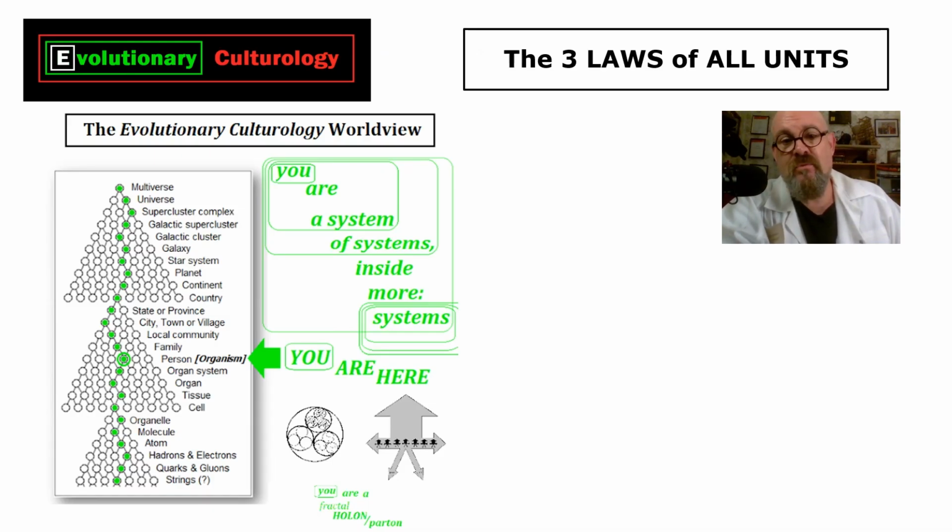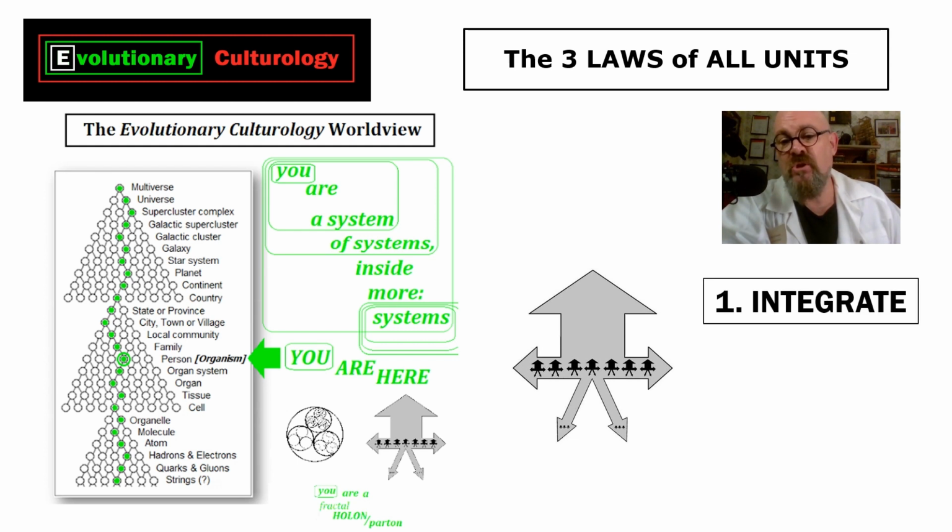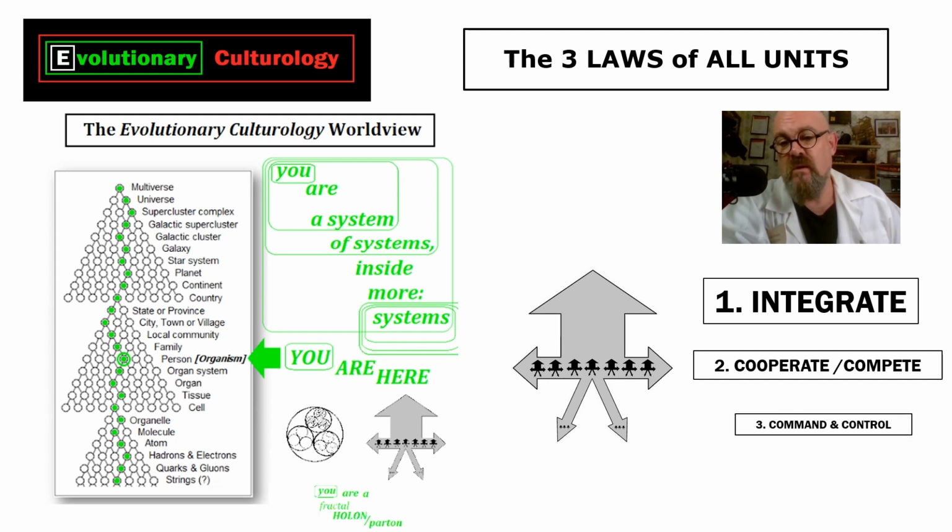So there's our three universal scientific laws of all units. Integrate upwards into a larger unit on the scale level above. Cooperate and or compete with units on the same scale level, sideways or laterally. And command and control the smaller units which are inside them, and that's usually called command and control downwards.